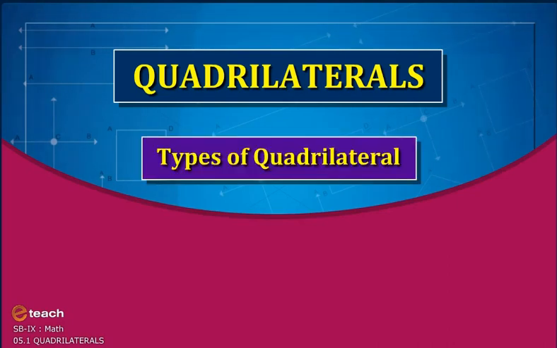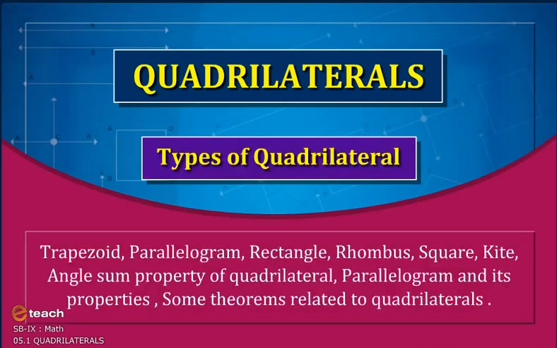Quadrilaterals. Types of quadrilateral: trapezoid, parallelogram, rectangle, rhombus, square, kite. Angle. Some property of quadrilateral, parallelogram and its properties. Some theorems related to quadrilaterals.